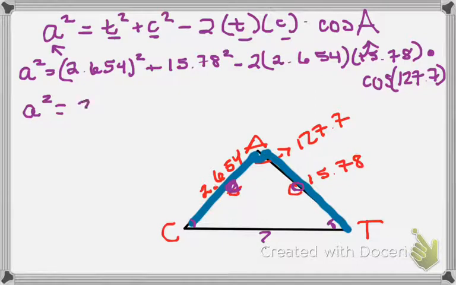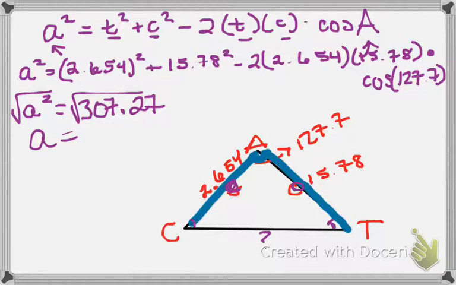I get a squared equal to 307.27, which means that a is going to be equal to 17.53. So one thing that I should check is that the biggest angle is across from the biggest side. So 127.7 is going to be the biggest angle. There can only be one obtuse angle in any triangle. And this is the biggest side, so that all matches out.